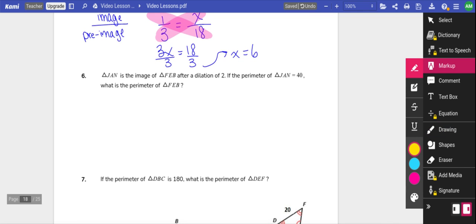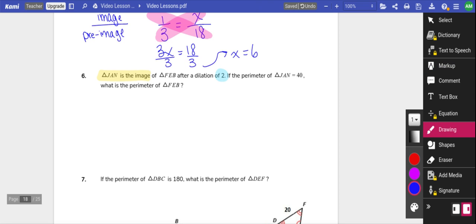Triangle Jan is the image of triangle Feb after a dilation of 2. That's my scale factor. If the perimeter of Jan is equal to 40, what is the perimeter of triangle Feb? So again, scale factor refers to the image over the pre-image. If the scale factor is 2, I would write that as a ratio of 2 to 1.